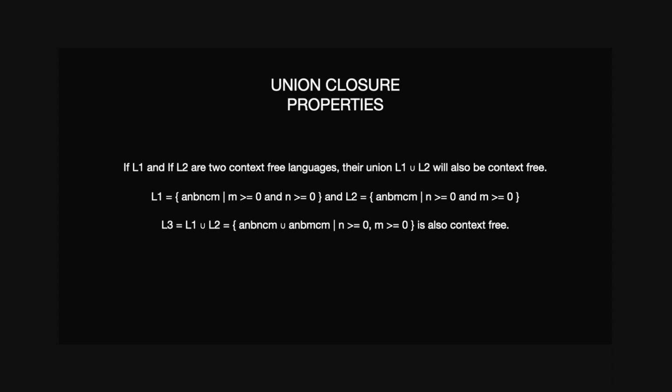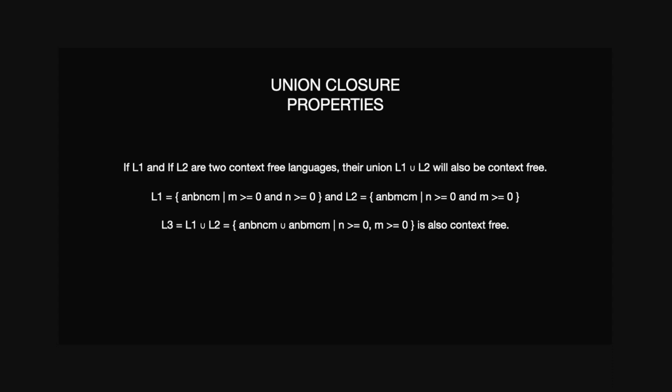Union closure property. In the union closure property, let's consider two languages, L1 and L2. Both of them are context-free languages. So here we are trying to prove that L1 union L2 is also context-free. Let's consider an example. L1 is the given language and L2 is the given language. So L3 is equal to L1 union L2.